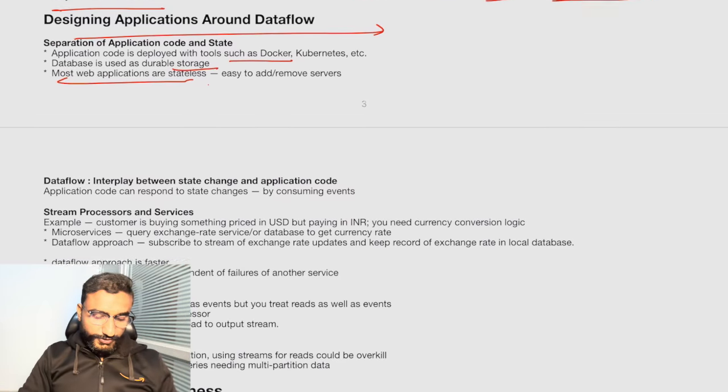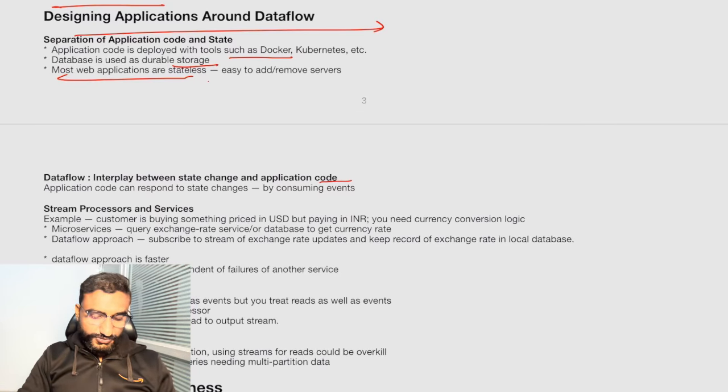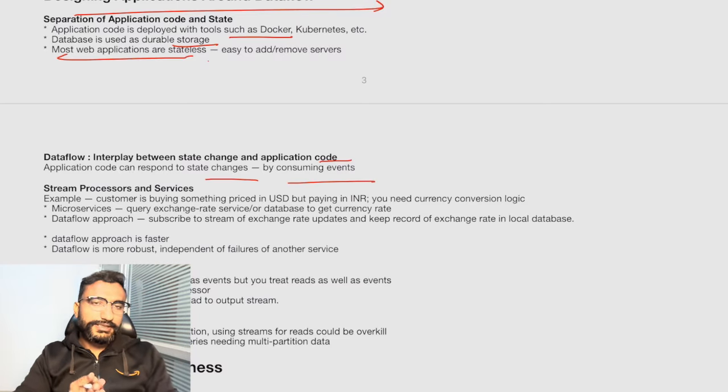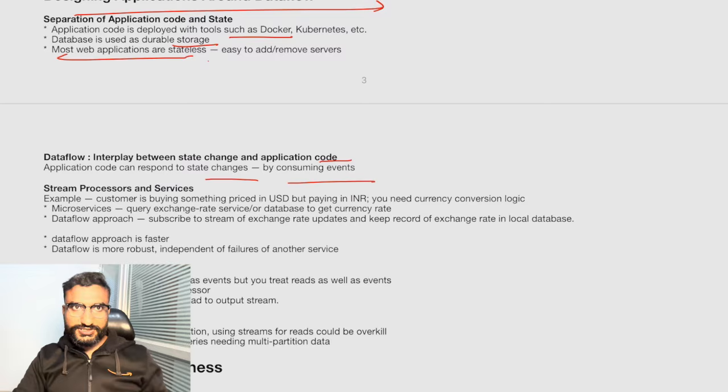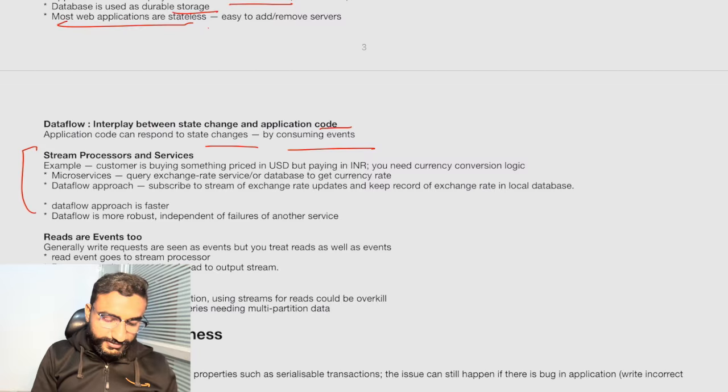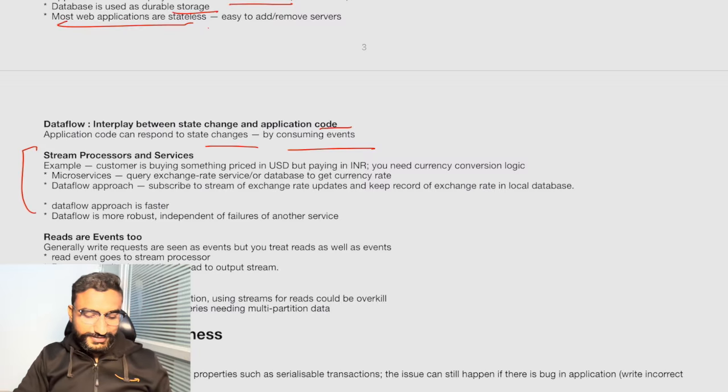Data flow is the interplay between state change and application code. Application code responds to state changes by consuming events. Whatever events are happening, the application code can consume those events and those requests, and then accordingly make the state change in the associated database. Now, stream processors and services. Let's try to compare them.